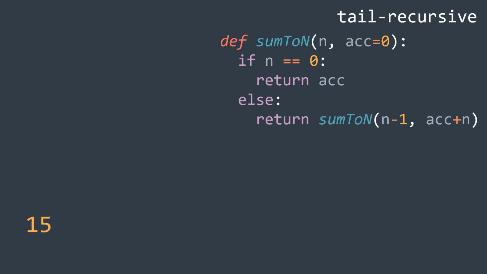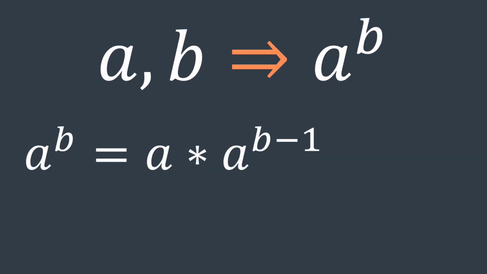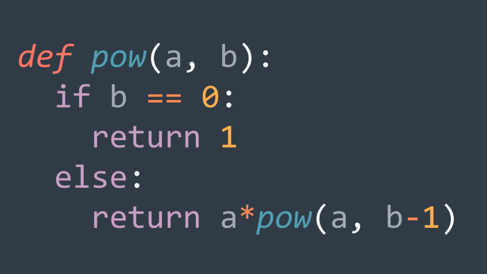Second example, given two strictly positive integers a and b, we want to write the function that calculates a power b. And we can do it recursively because we know that a power b is equal to a times a power b minus 1. So we have our recursive case. We also know that any strictly positive integer power 0 gives 1, so we have our base case. And this is what the recursive function would look like. If b is 0, we return 1, else we return a times power(a, b minus 1).